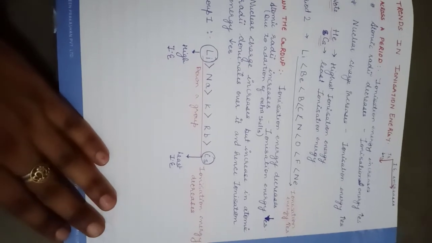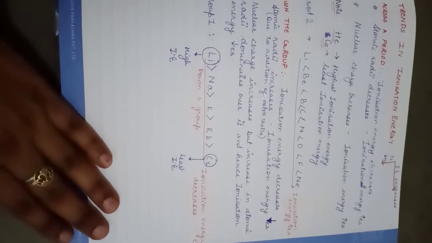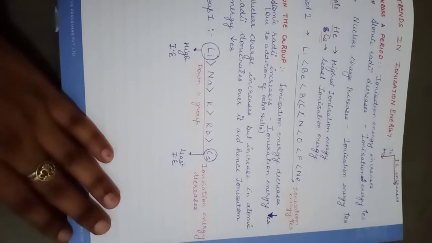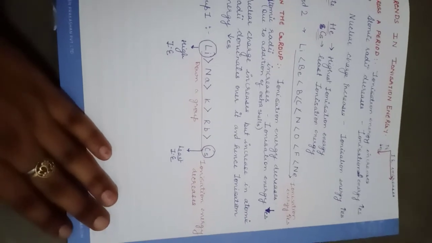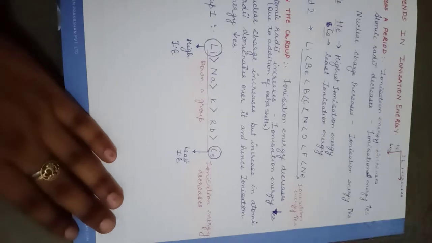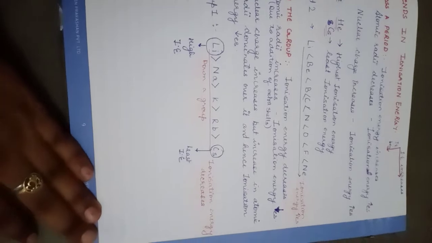The electron in the outermost shell is far away from the nucleus and experiences less attraction towards the nucleus. Hence the electron present in the outermost shell, on moving down the group, experiences less attraction, hence less energy is required. So less energy is required means ionization energy is also what? Less.